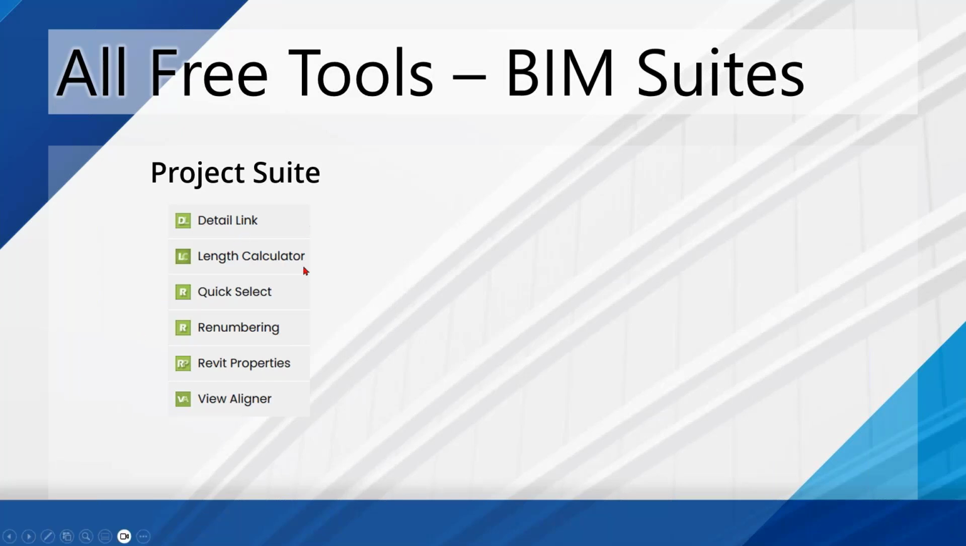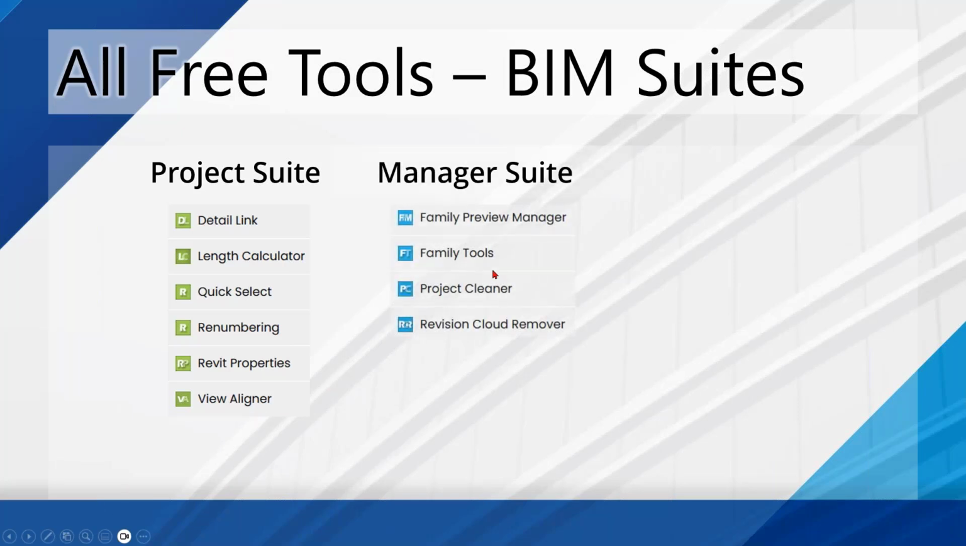And in this case, we have Detail Link, Length Calculator, Quick Select, Renumbering, Revit Properties, which actually does not show in the ribbon in the toolbar there. It shows up via your right-click menu when you right-click on top of a Revit file, whether it's a project file, template file, or family file. It's a right-click option just installed into Windows. And then View Aligner.